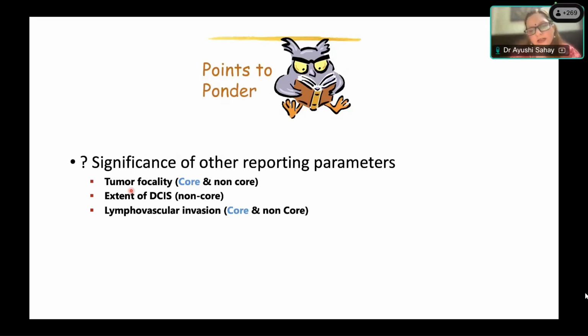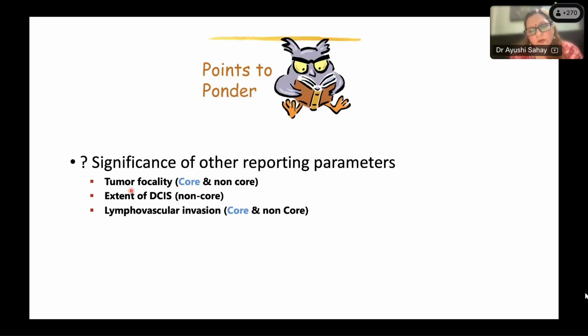If a tumor is multifocal, it is more likely to recur, and accordingly the radiation planning also needs to be bigger. Instead of giving just radiation to the area of the tumor, it has to be a bigger radiation planning, and there are higher chances of recurrence. So that is why tumor focality is important.